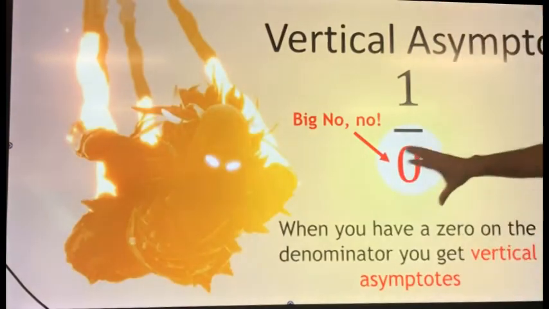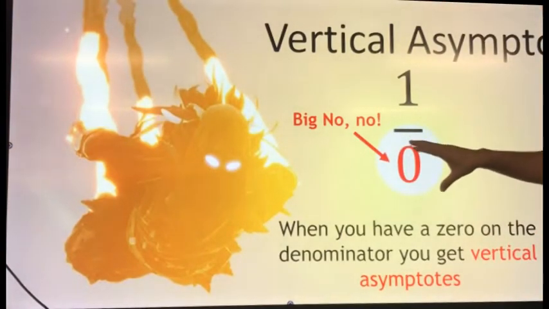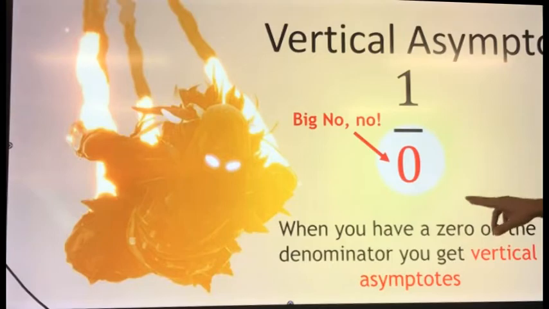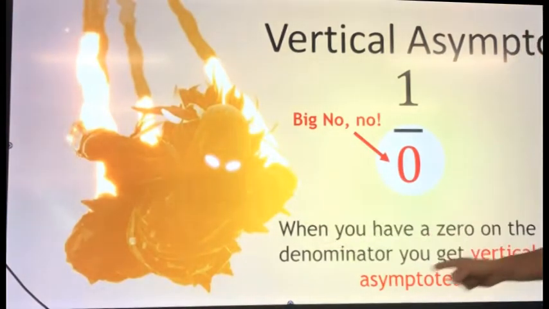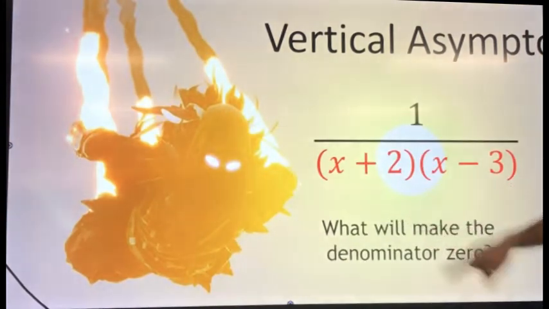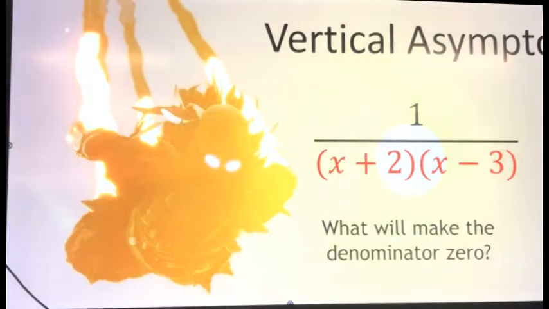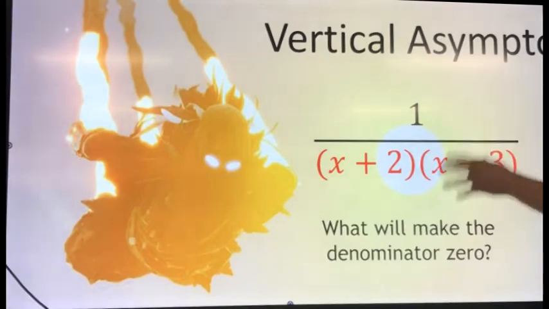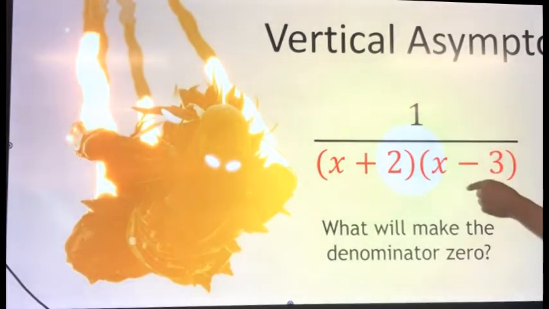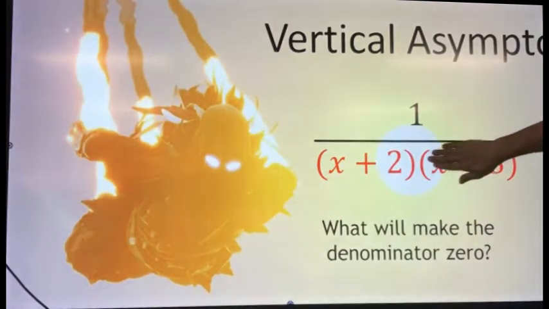So, when that 0 is in the denominator, that's where we get our vertical asymptotes. That's where our graph is all real numbers except for when this happens. So as I look at this function, 1 over (x plus 2) times (x minus 3), what numbers for x will make this 0? So let's look at these one at a time.